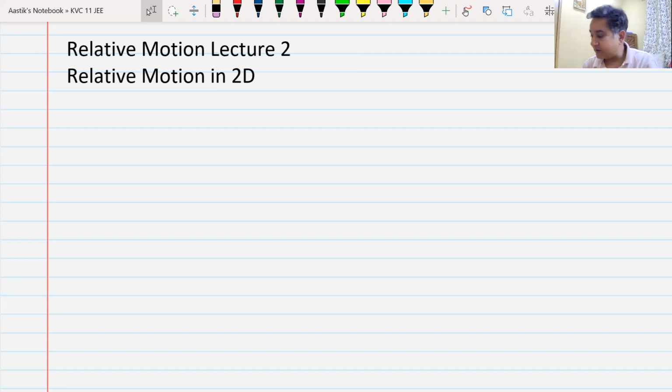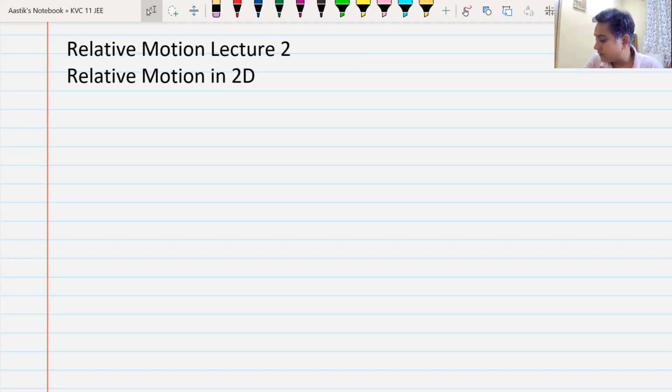We were dealing with relative motion, and in today's class, we will start relative motion in 2D. Relative motion in 1D is almost over. I think we were discussing one problem in the previous class. Does anyone remember that problem?